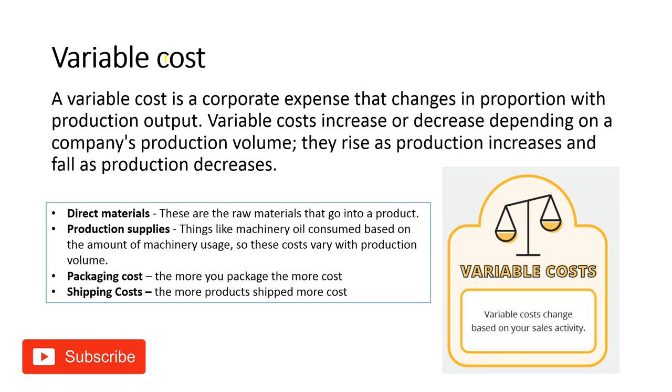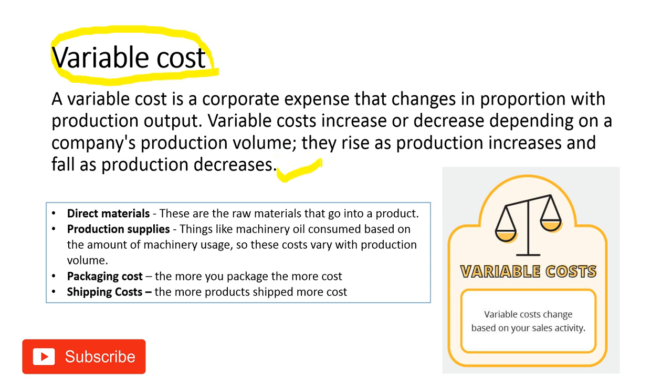So now this brings us to variable costs. So what are variable costs? Variable cost, good question, is costs that change. So a variable cost is a corporate expense that changes in proportion with the production output. So variable cost increases or decreases depending on the company's production volume. So they rise as production increases and they fall as production decreases.